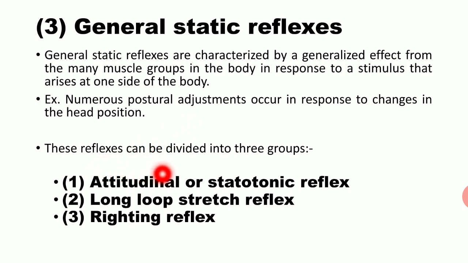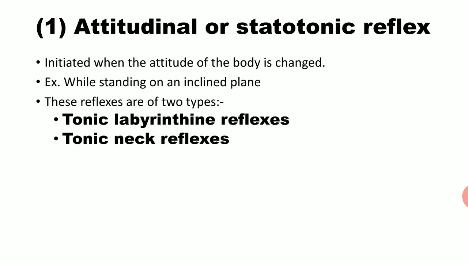Now these reflexes can be divided into three groups: attitudinal or statotonic reflex, long loop stretch reflex, and a righting reflex. First we will discuss the attitudinal or statotonic reflex. It is initiated when the attitude of the body is changed, for example, while standing on an inclined plane. So there is a change in attitude of the body, and in this condition this reflex is developed.